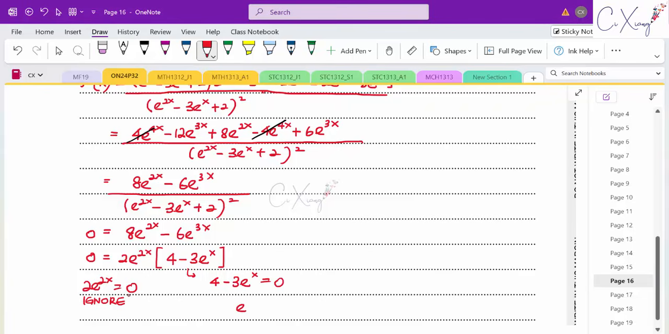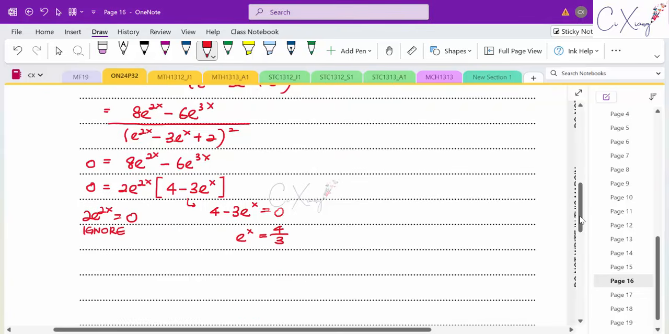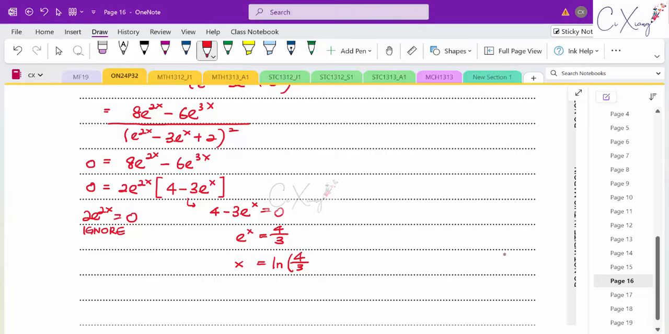So you're having e power x equals to 4 over 3. Then we take ln both sides. If you take ln both sides, ln e will give you a 1, so you put the power in front. Then the right hand side will be ln 4 over 3. For this question, I think they asked us to keep the answer in the exact form, so I will just keep it in the ln form like this. So x is basically ln 4 over 3.